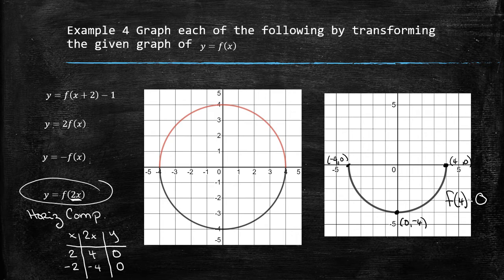Okay, but remember, I started with 2 and -2. So if the input is 2, multiply it by 2 to get 4, and now input into the function, we're at 0. Same thing with -2: input -2, multiply it by 2, so we're at -4, f of -4 is 0. Okay, let me erase this and then redo it. So now if my x value is 0, multiply it by 2, we're still at 0, right? So the corresponding y value is -4. So this point here, my y-intercept, is going to stay the same.